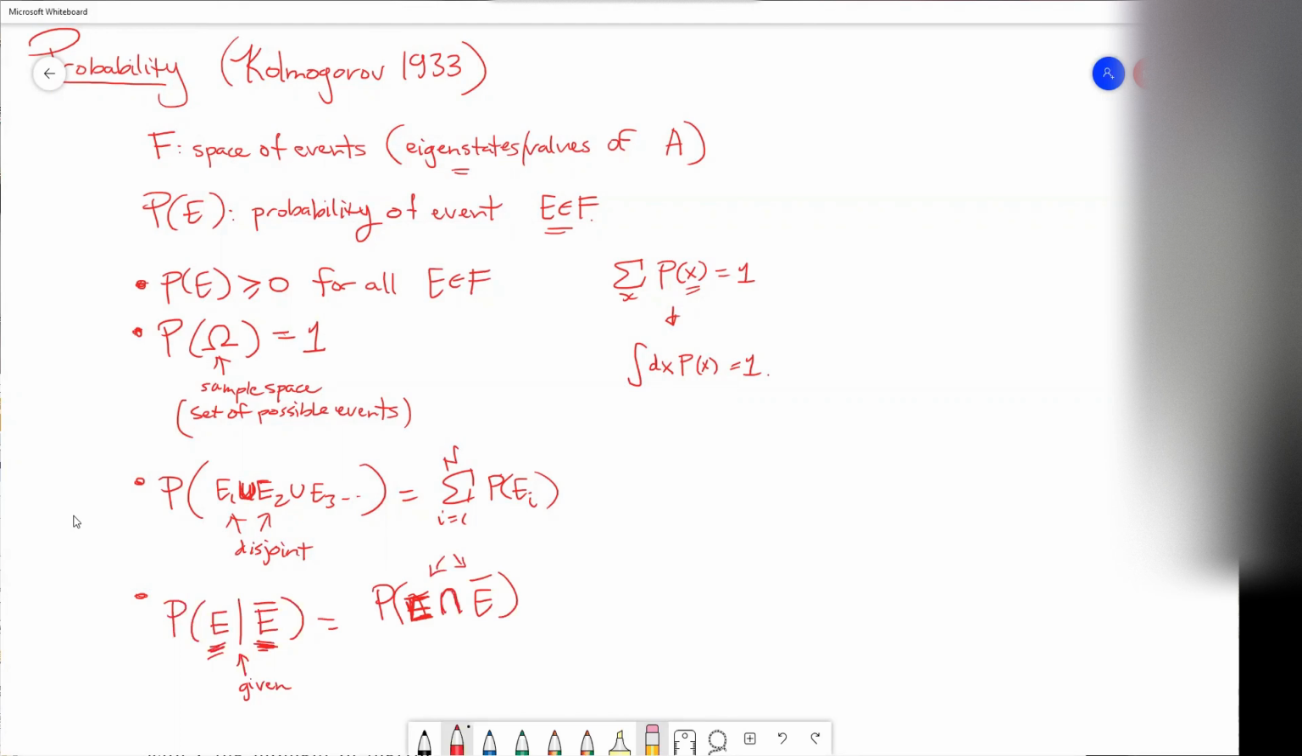This upside down thing is the intersection. This is the union. This is the intersection of the two sets here. This is both happened, divided by the probability that just the first thing happened. That's the other rule. Sometimes it comes up in quantum mechanics also.